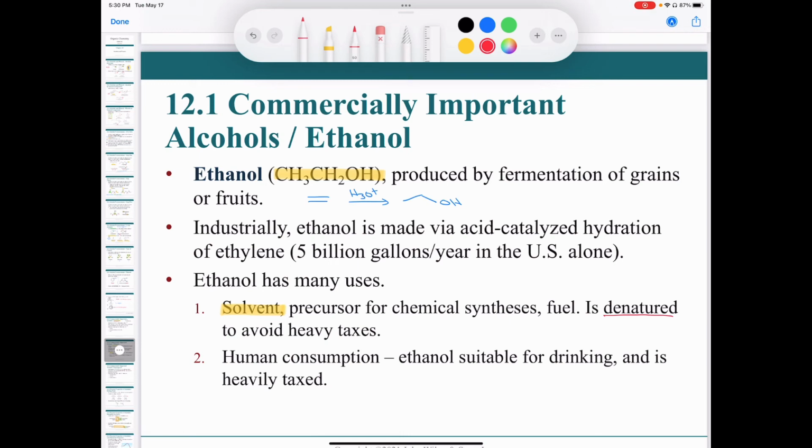And the reason why we do that is to prevent it from being used for human consumption and to avoid heavy taxes, because as everybody is probably aware of, alcohol that is fit for human consumption is highly taxed by the government. Anyhow, I guess that was my next point. Ethanol that is suitable for drinking is heavily taxed. So there's a wide variety of uses for ethanol, and we're going to see it used as a solvent throughout organic chemistry too.